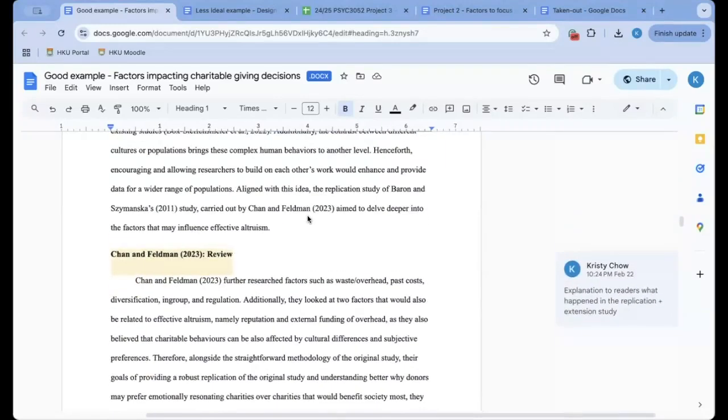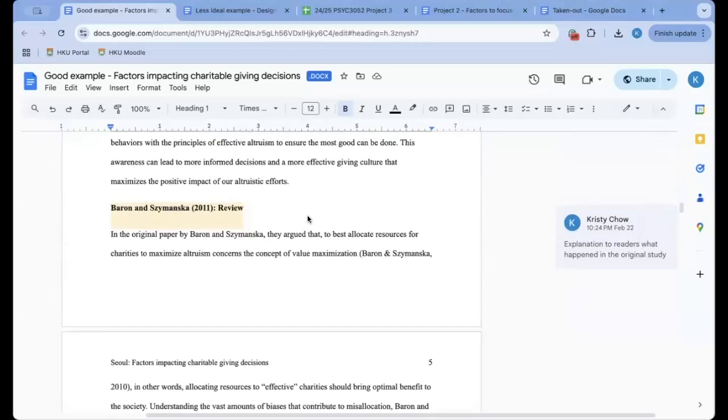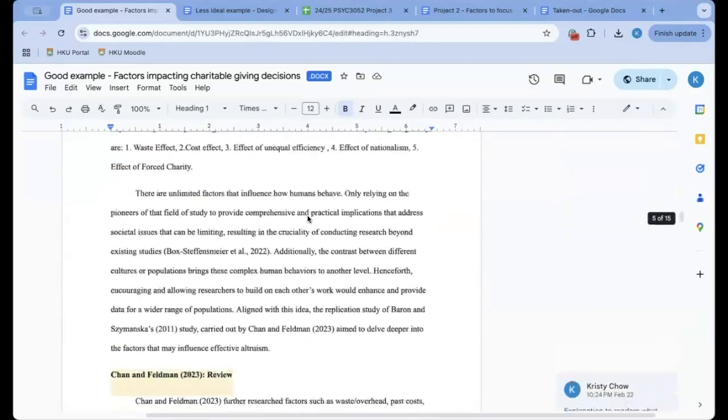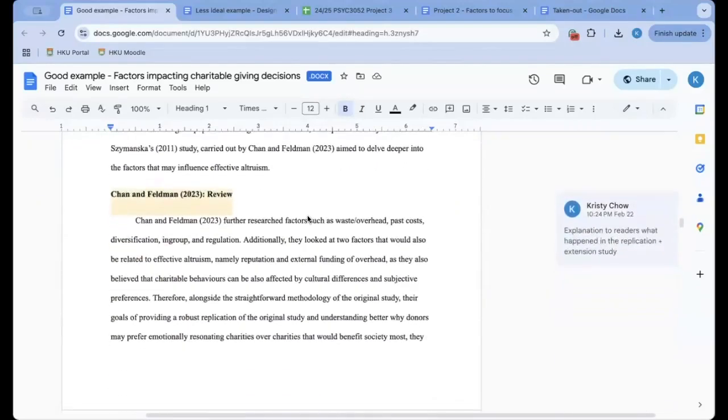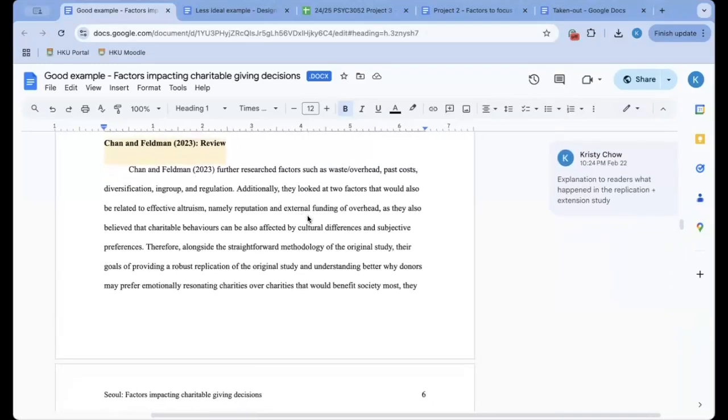They also provide a brief background on the Chan and Feldman 2023 review. And the Chan and Feldman paper is a replication of the original Baran and Szymanska paper. They elaborated on what the Chan and Feldman paper replicated and extended. And again, this also helps readers understand how Project 2 further builds on what has been found before.